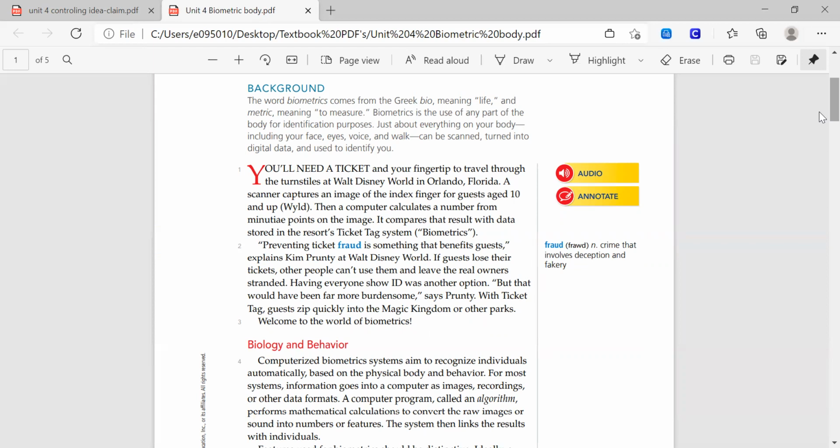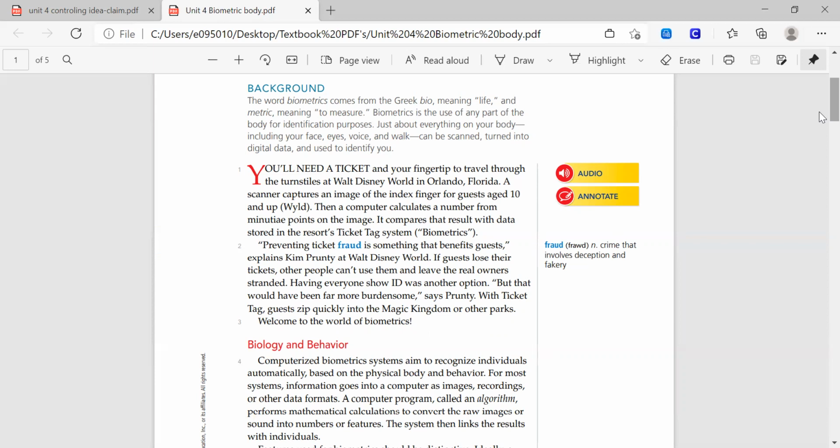You'll need a ticket in your fingertip to travel through the turnstiles at Walt Disney World in Orlando, Florida. A scanner captures an image of the index finger for guests aged 10 and up. Then a computer calculates a number from minute points in the image. It compares that result with data stored in the resort's ticket tag system.